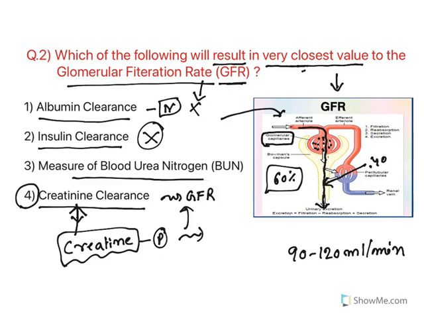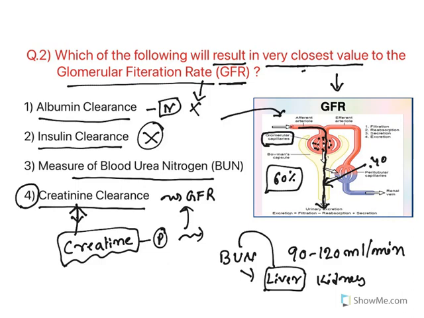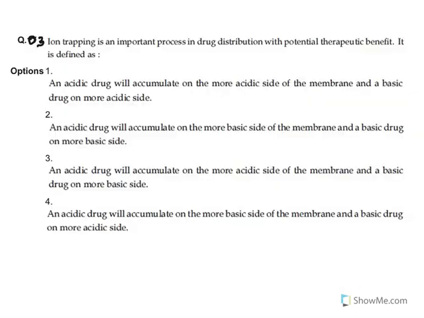Next, measure of blood urea nitrogen. Blood urea nitrogen indicates the functioning of the liver as well as the kidney. The reason is, in the liver you have a urea cycle wherein urea will get generated. Urea is a waste product which has to be excreted through the kidney. So the levels of urea in blood indicate the functioning of liver and kidney. It is nowhere related to glomerular filtration rate. This is not true. So creatinine clearance is closely related to glomerular filtration rate.